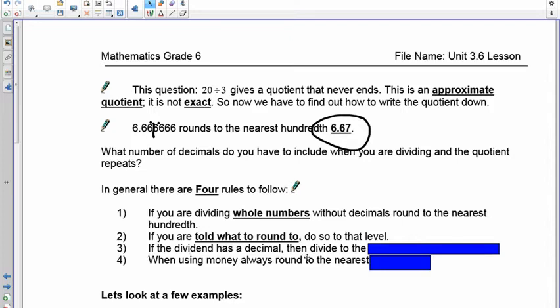If the dividend has a decimal, now the dividend is the inside number, you have to round to what that number is. So for example, if the dividend has 3 digits to the right of the decimal, then you have to have an answer that has 3 digits to the right of the decimal. Now, money is always quite simple. Money is always 2 decimal places, so you have to round to the nearest hundredth.